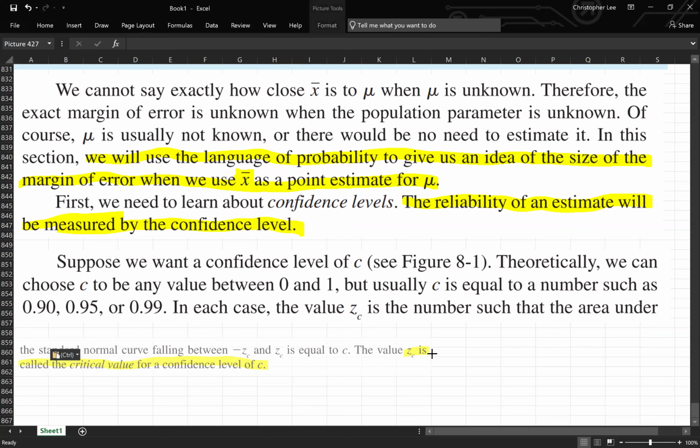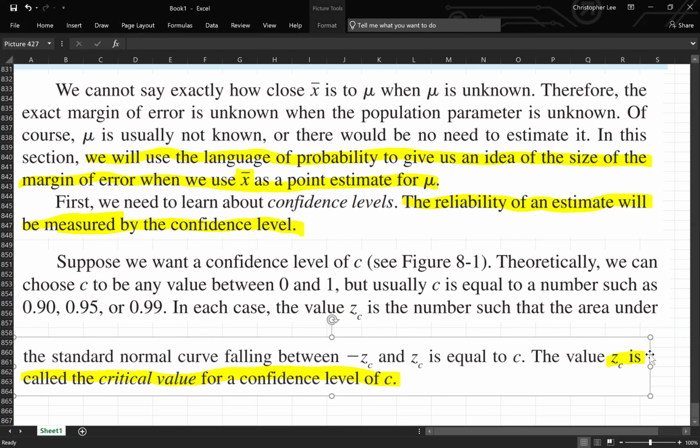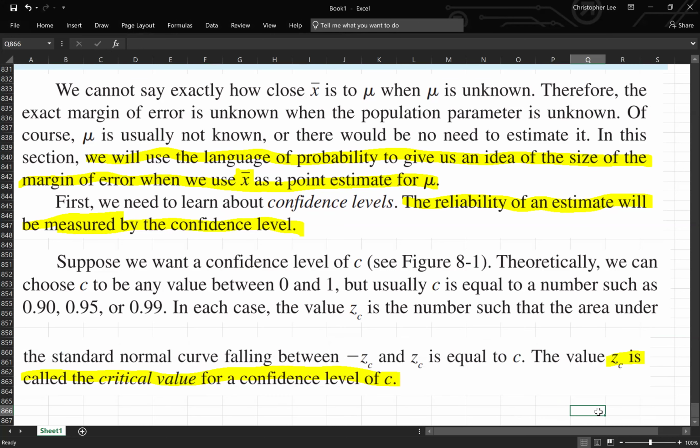the standard normal curve falling between negative Z critical and positive Z critical is equal to the confidence level. So the value for Z critical is called the critical value for a confidence level of C.